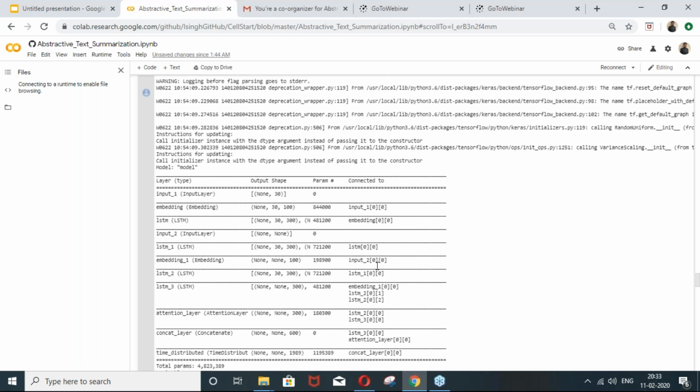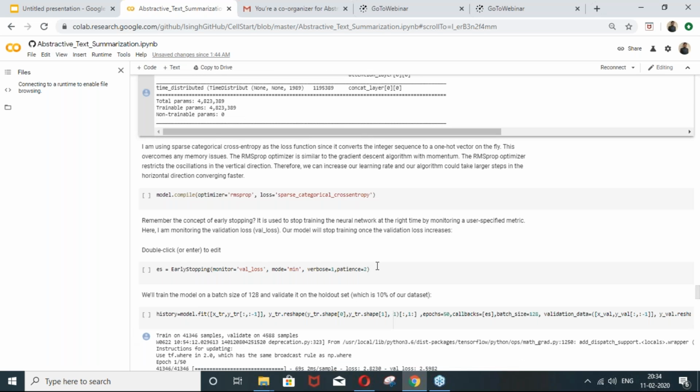Okay, moving next. I told you the layers are interconnected. Now the main part comes: which optimizer and which loss we have to use. I am using sparse categorical cross entropy as the loss function.